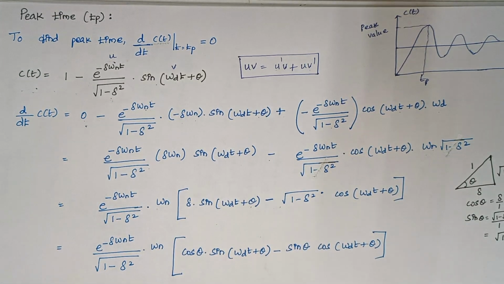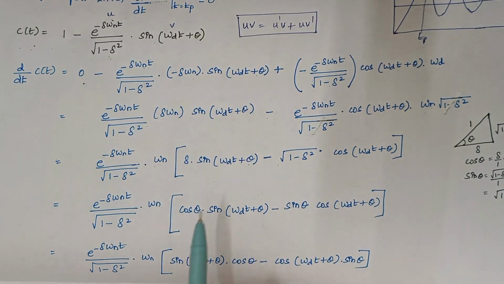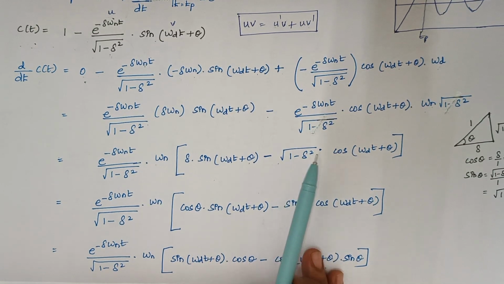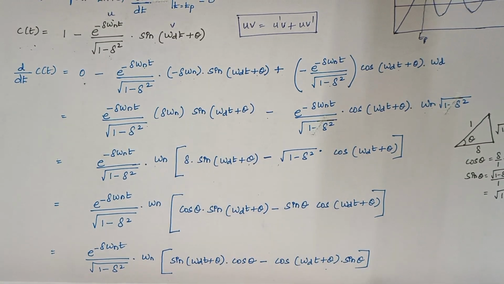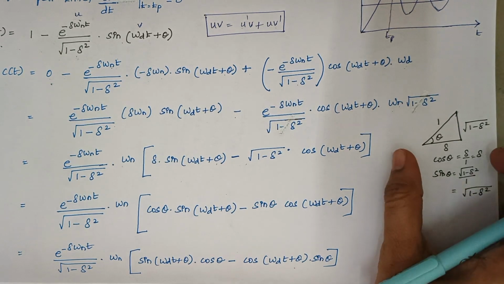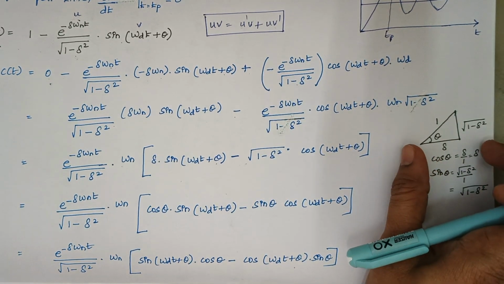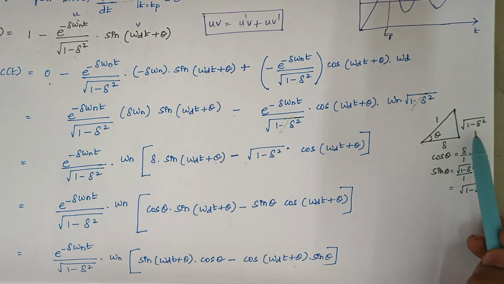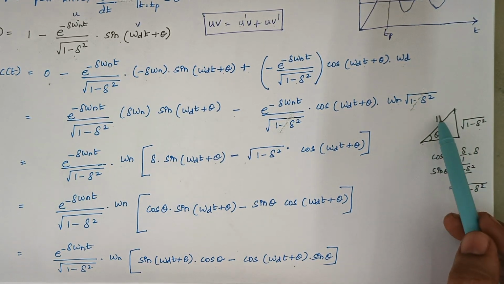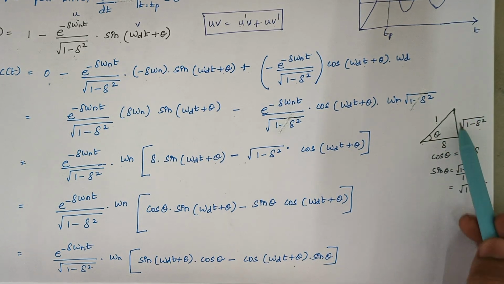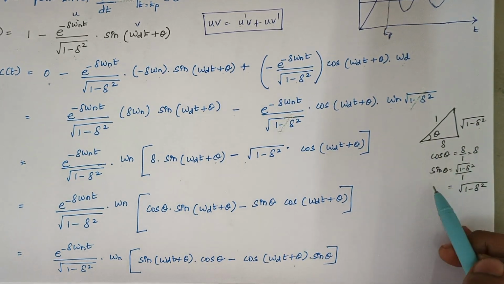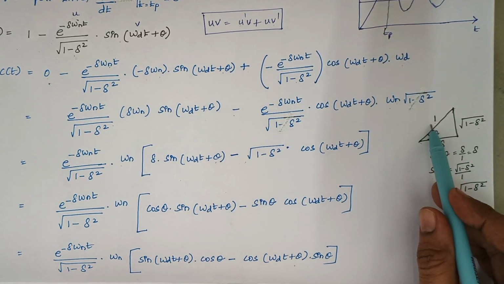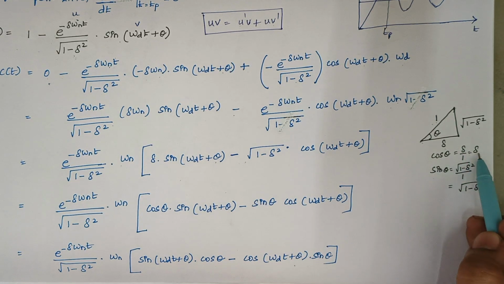The next step is I am going to replace zeta and square root of 1 minus zeta square in terms of sine and cos theta, because we all know this triangle. In this triangle, the base is zeta, the opposite side is root of 1 minus zeta square, and the hypotenuse becomes 1. From this triangle, I am calculating cos theta and sin theta. So cos theta is nothing but adjacent by hypotenuse, so zeta by 1, that becomes zeta.